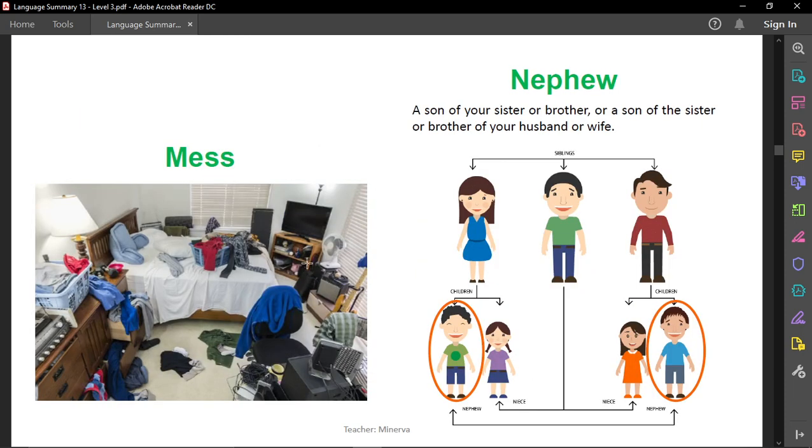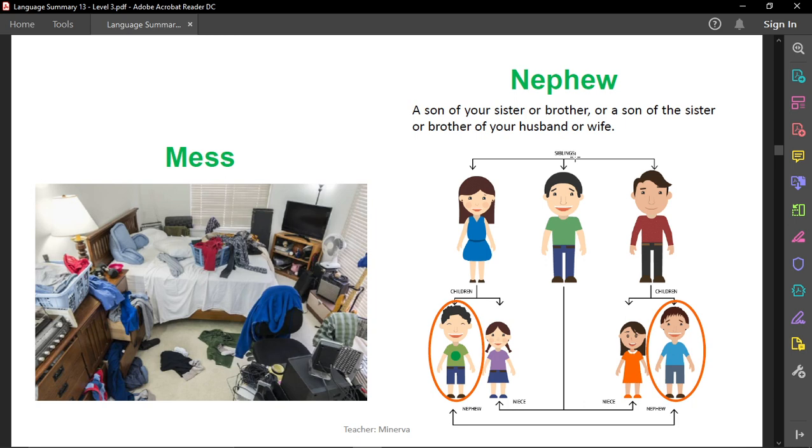Mess. This is a mess. Everything disorganized. Nephew. A son of your sister or brother, or a son of the sister or brother of your husband or wife. For example, if you have a brother and they have children, then those children are your nephews.